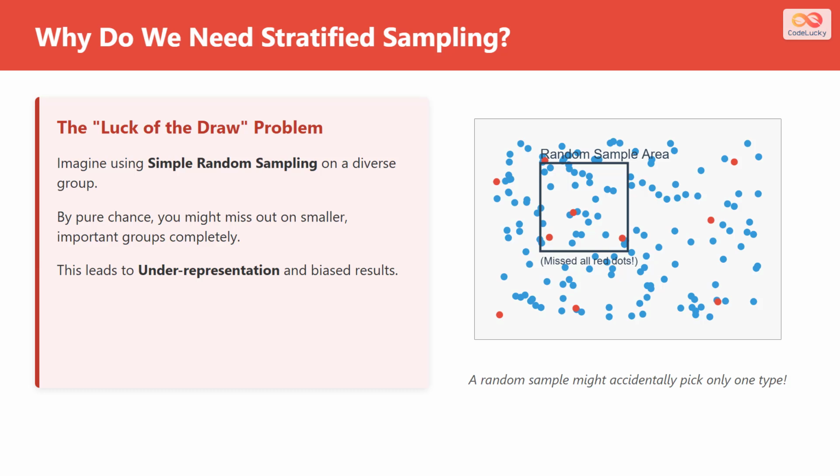You might wonder, why not just pick names out of a hat? That is called simple random sampling. The problem with that is the luck of the draw. If you have a diverse population, pure chance might mean you miss out on smaller, minority groups entirely. This leads to underrepresentation and results that do not accurately reflect everyone.